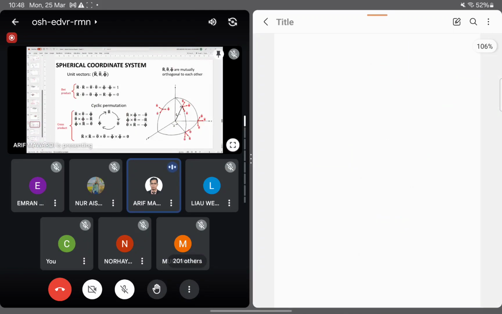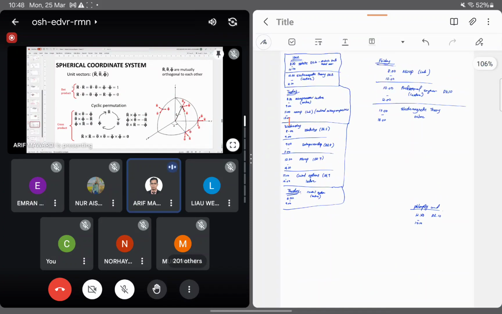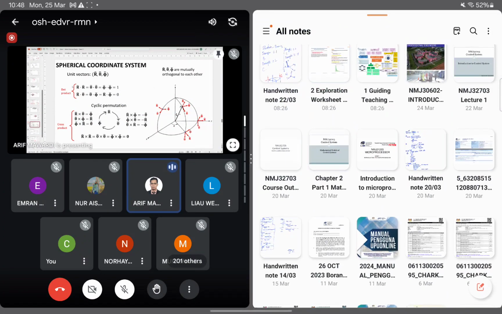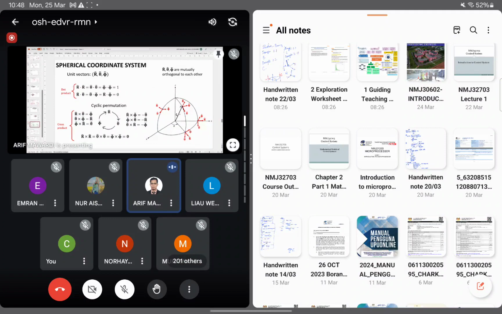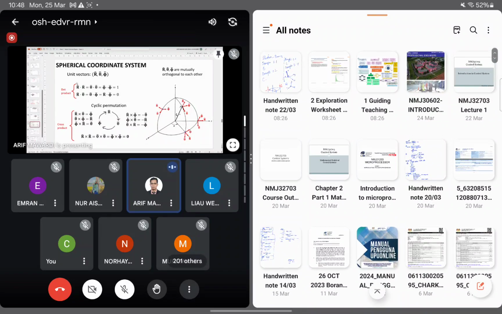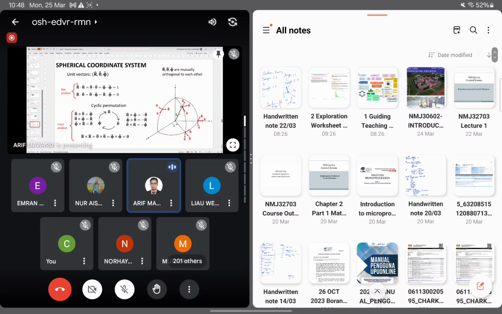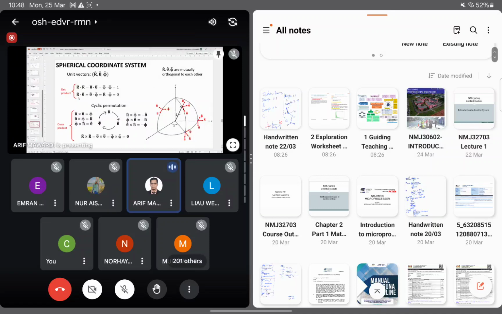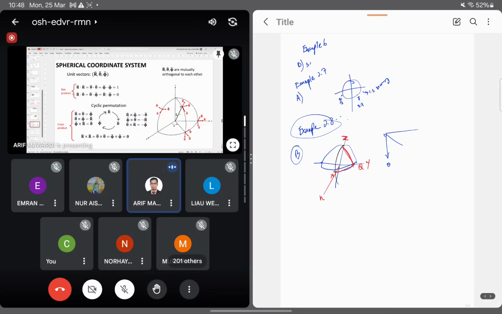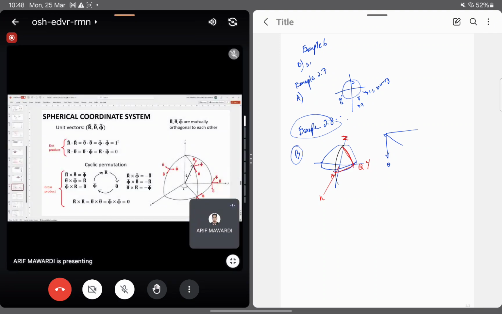Okay, so now we also have the dot product between different unit vectors in the spherical coordinate system. Just like in the Cartesian and the cylindrical coordinate system, this is always true. The dot product between the same unit vector is always equal to 1, and the dot product between different unit vectors is always equal to 0.